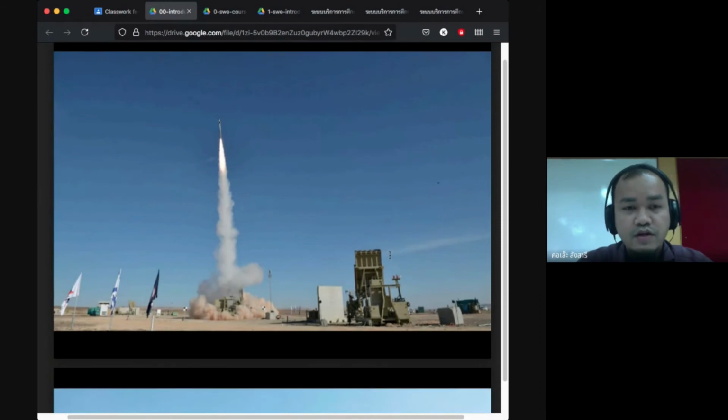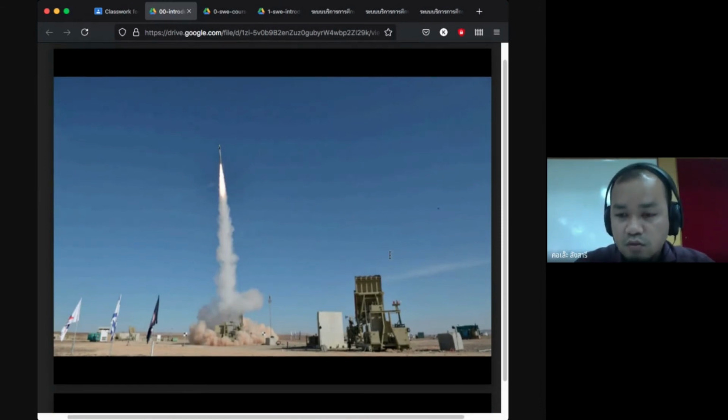If we zoom in a little bit more, we can see the Iron Dome in practice. If you research Iron Dome, you will see one is the launcher, one is the transmitter, one is the controller. These things work together to make Iron Dome work, to protect the area, they say.